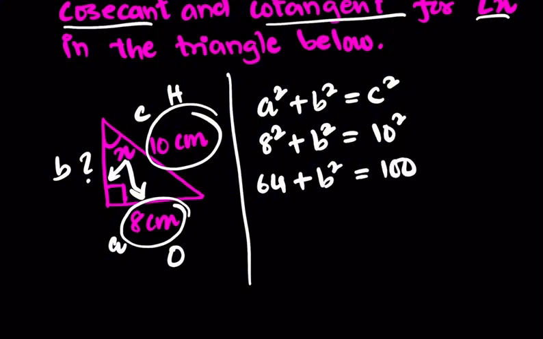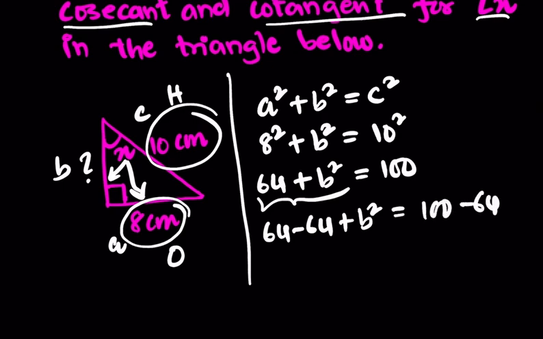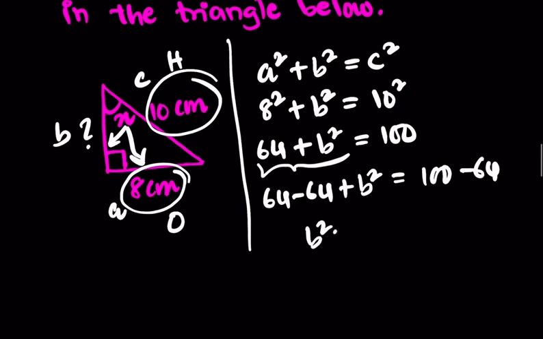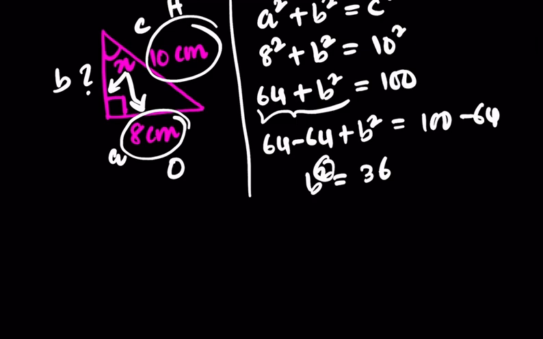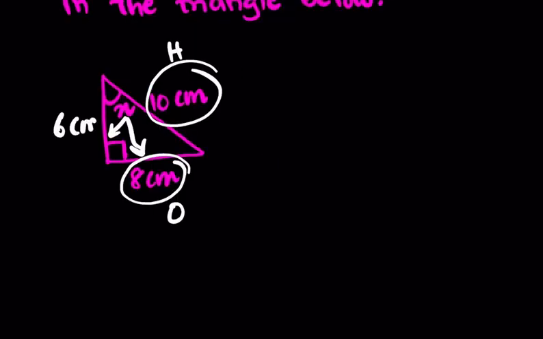10 squared means 100. Now remove 64 from the side of the equation by subtracting 64 on both sides of the equation. So 64 minus 64 plus B squared equals 100 minus 64, which gives us B squared equals 36. Now remove this exponent 2 by putting square root on both sides of the equation. So square root of B squared equals square root of 36. The exponent 2 and square root get cancelled out, which gives us B equals square root of 36, which means 6. So the length of adjacent is 6 centimeter.